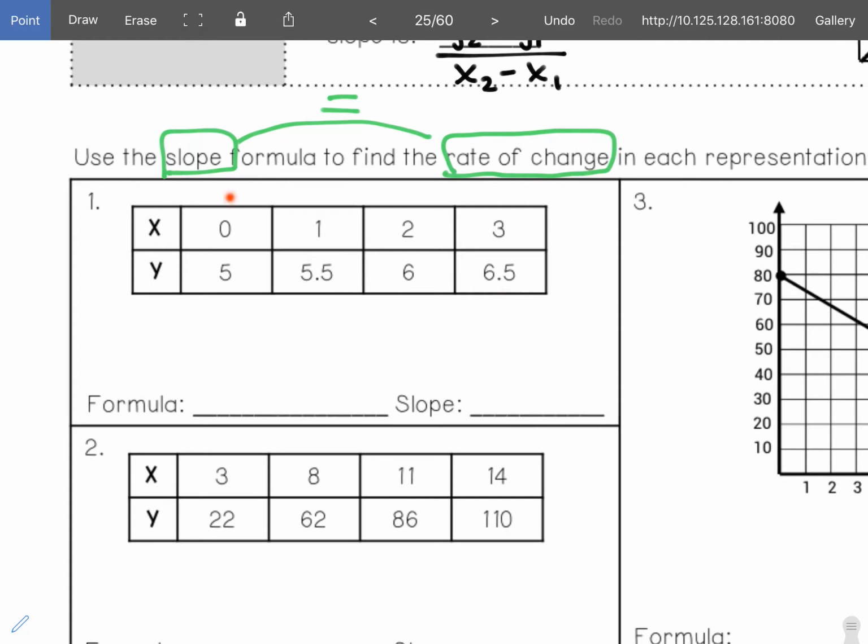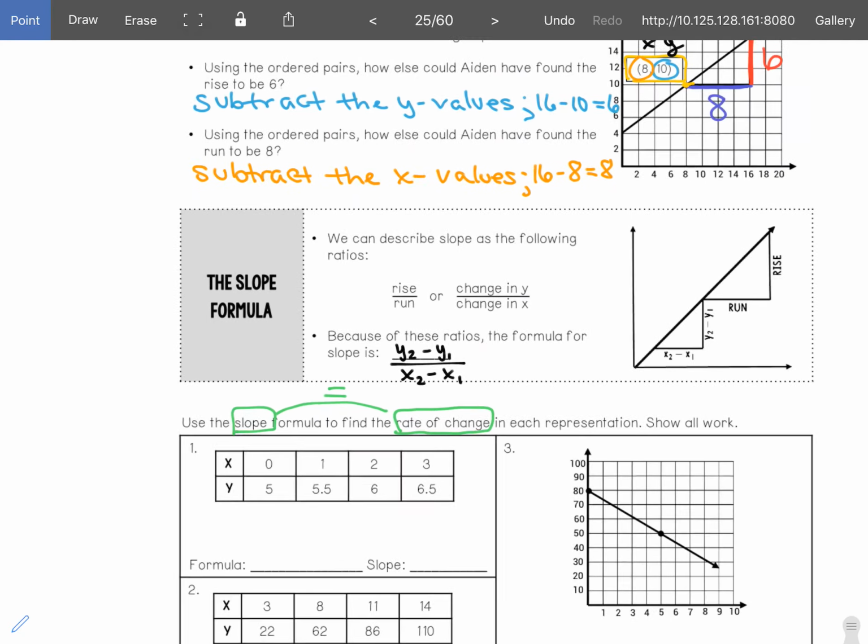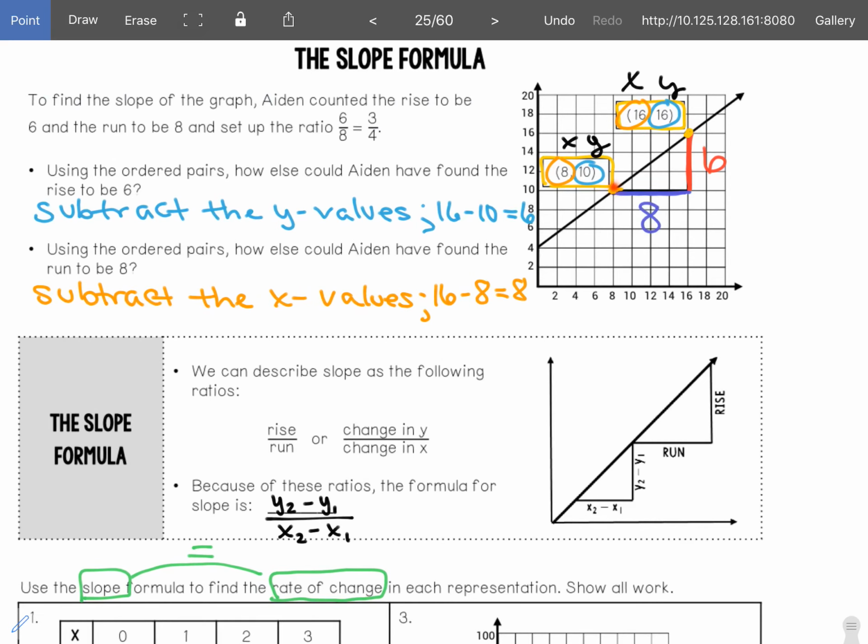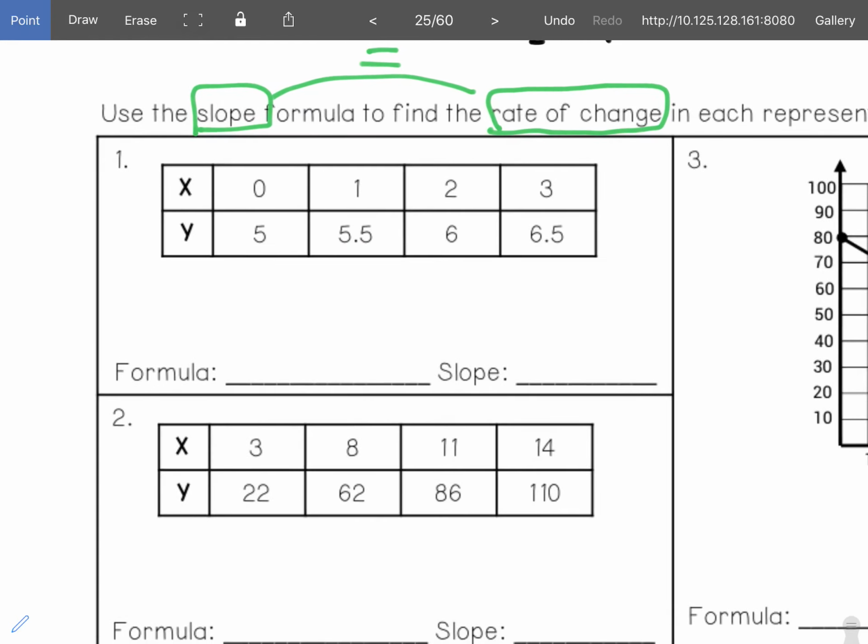So every ordered pair has an x and a y. So if we were to write it in parentheses, this one would be 0, 5. This one would be 1, 5.5, 2, 6, and 3, 6.5. So we have 4 ordered pairs here. However, if you go back up here and look, how many ordered pairs do we need in order to have a line and find the slope of that line? We really only need 2 ordered pairs. We've got a pair here and a pair here. So while we have 4 ordered pairs in this problem, we only need to choose 2.